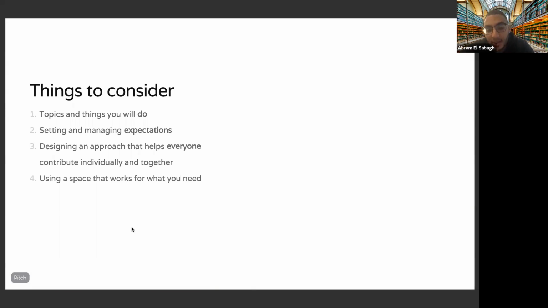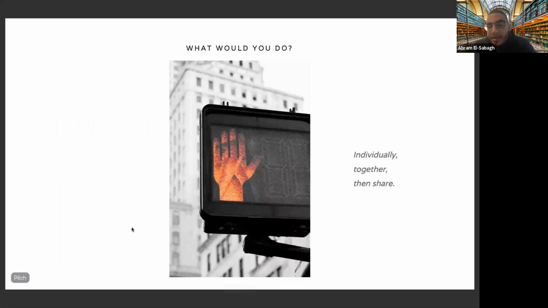One thing that we spoke about last week is designing an approach that helps everyone contribute individually and together, whether they're differently abled, whether they're vision impaired, whatever it is. And then using a space, like you all reflected, that works for what it is that you need to achieve. Back to the story that I started, where you didn't have access to corporate platforms or things like Zoom and Skype. What do you think you would do in that situation? Feel free to either share it out loud or take time to chew on it.